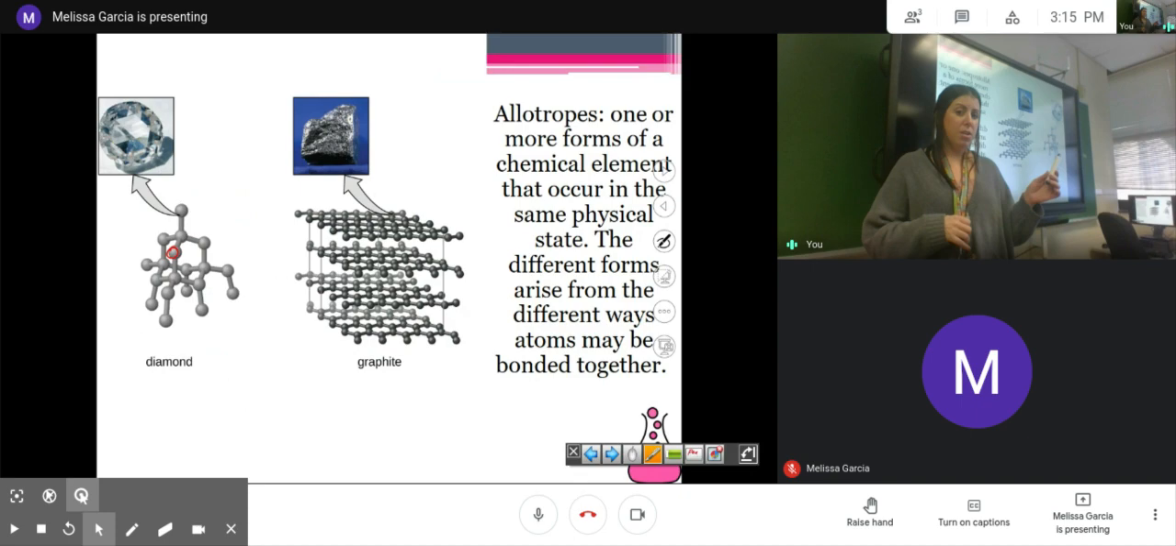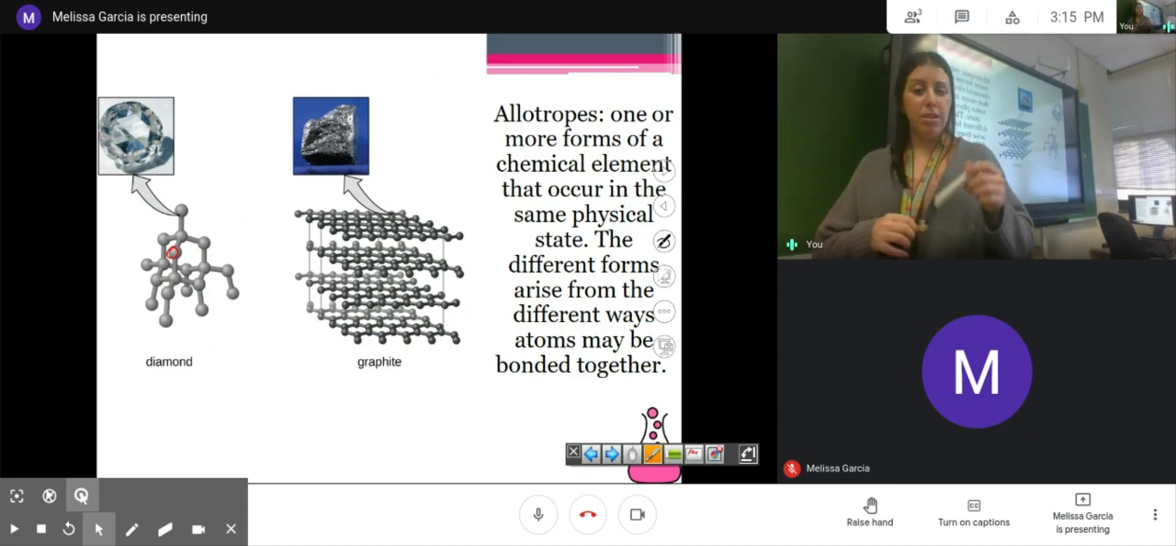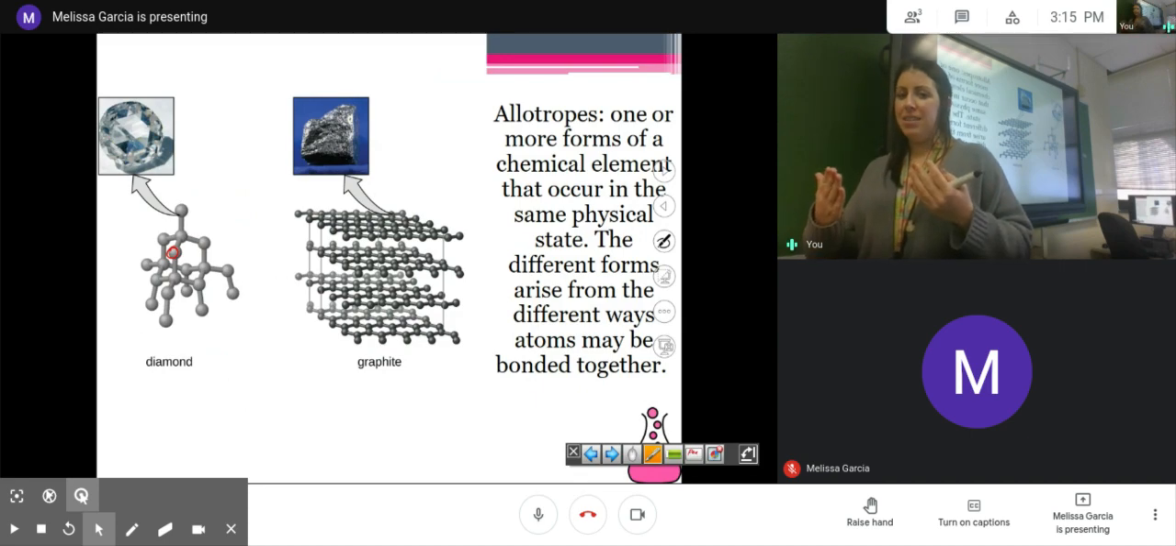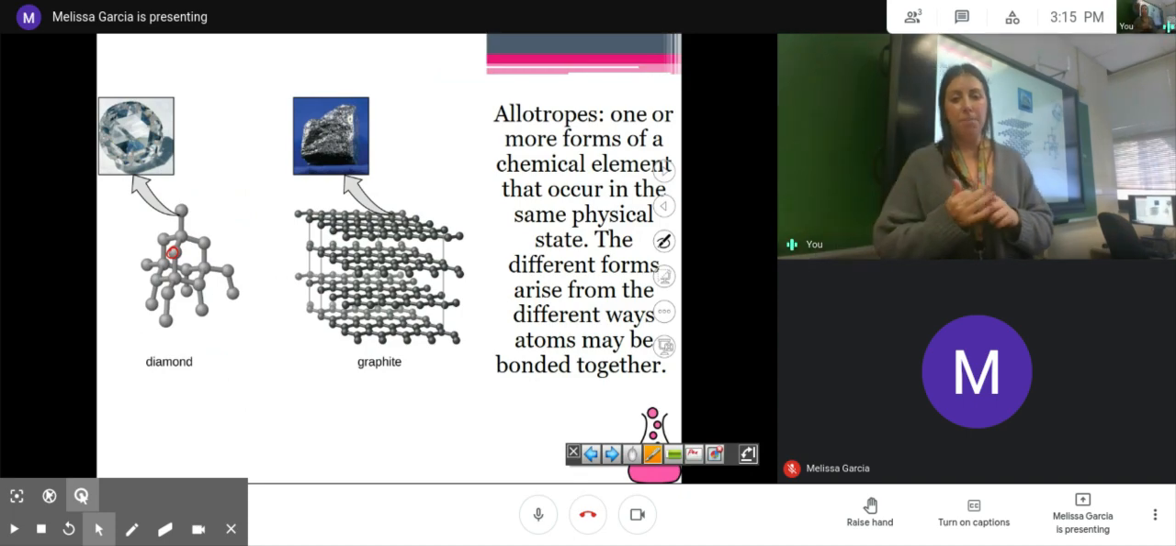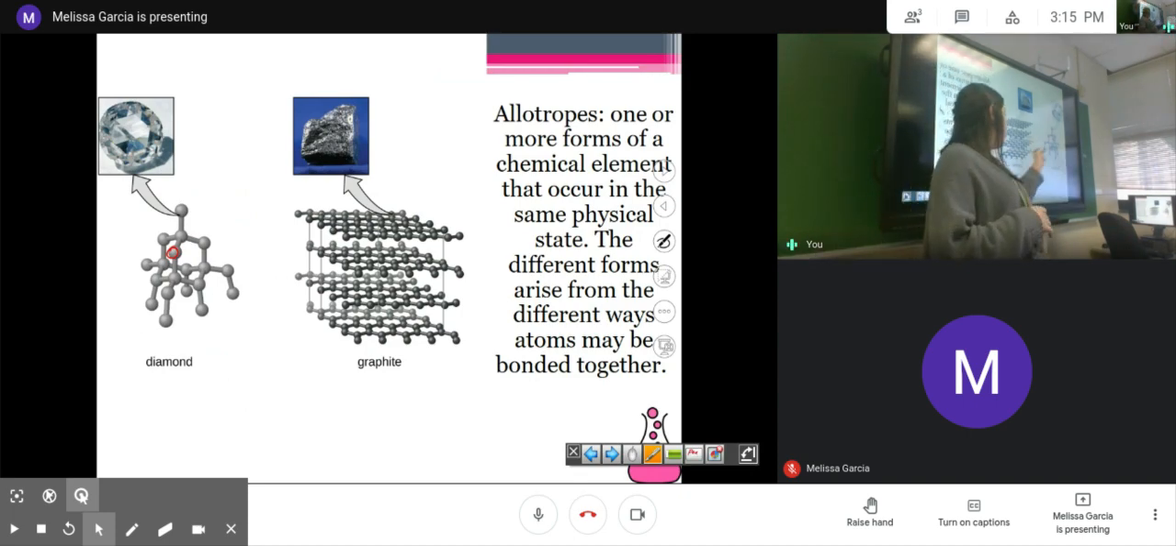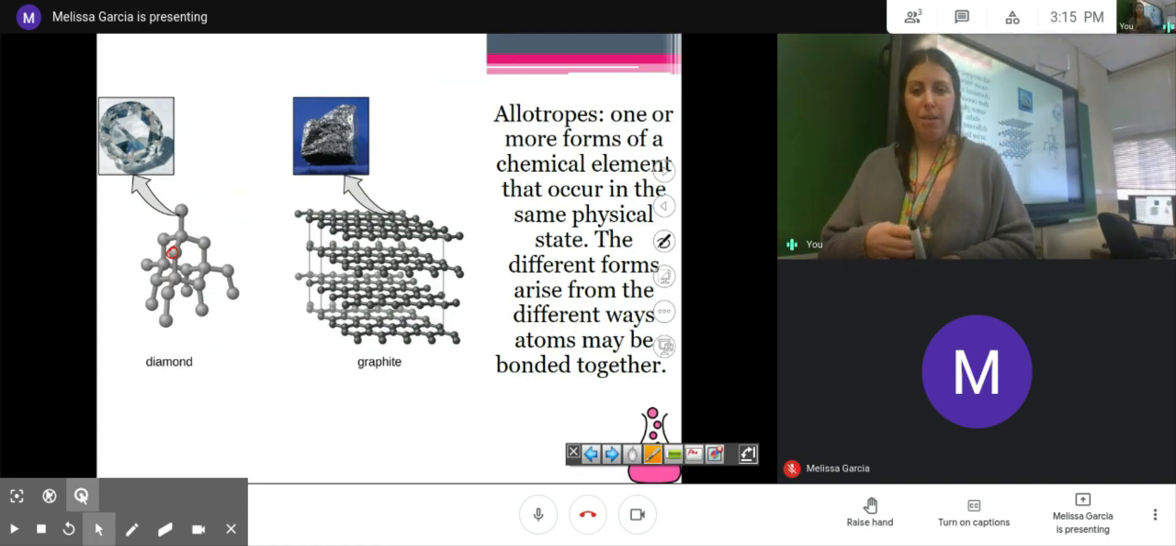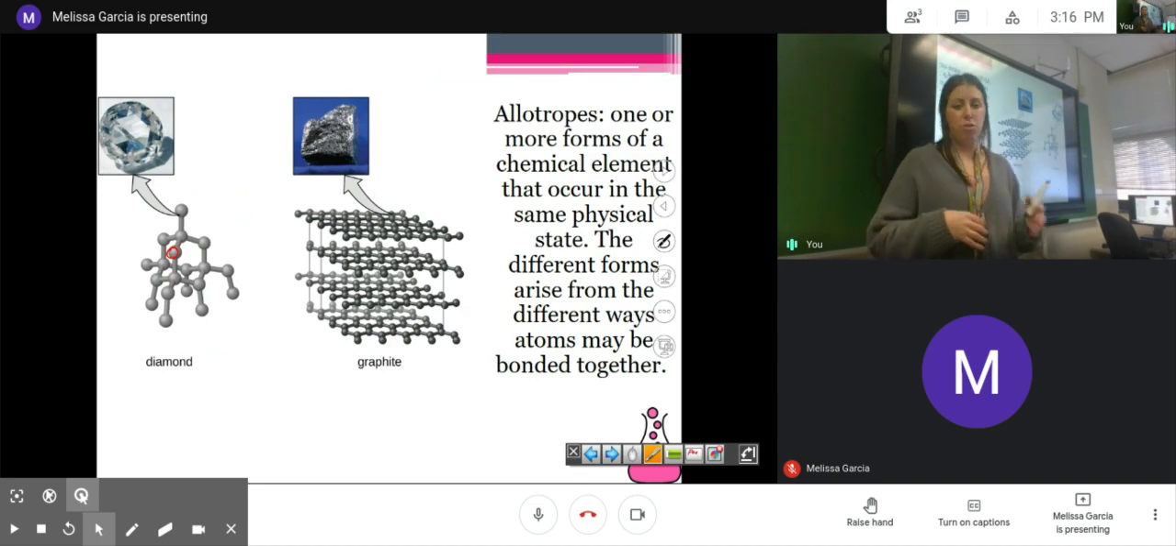So allotropes are going to be 1 or more forms of a chemical element that occur in the same physical state, meaning they're both solids here, but their different forms, or the different ways that we see them, arise from their different bonding patterns. So they have very, very different bonding patterns as diamond and graphite. Even though they're both made of carbon and they both have covalent bonding, the amount of bonds made is extremely different. So we would call these allotropes of one another.